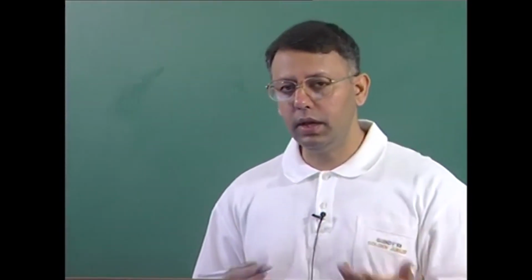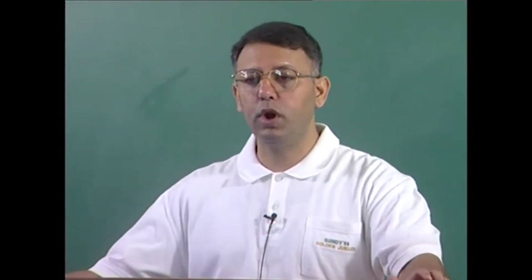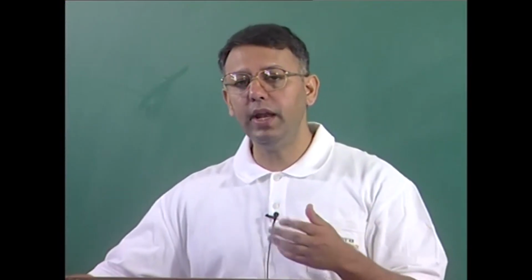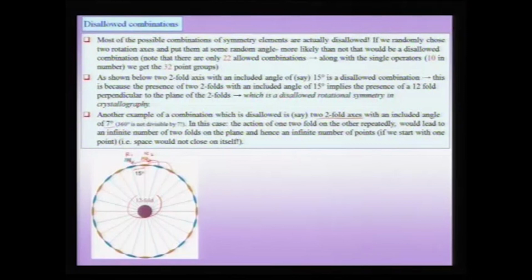Similarly, another reason why a particular combination may not be allowed is that the combination would start producing an infinite number of symmetry operators, which also means that if you start at the general point, you may land up with an infinite number of symmetry operators. Such an example would be two two-fold axes with an included angle of about 7 degrees. Then you will land up with an infinite number of points starting with one point, and therefore we shall restrict ourselves to only the allowed combinations which are crystallographically allowed.